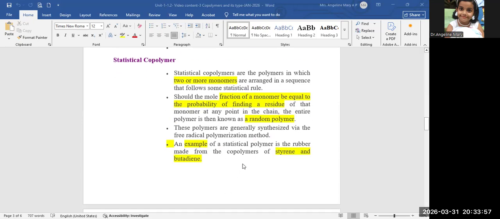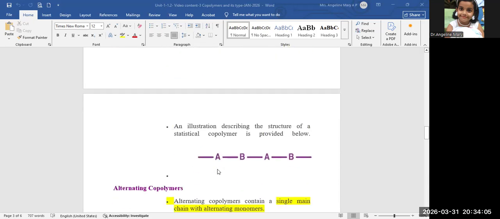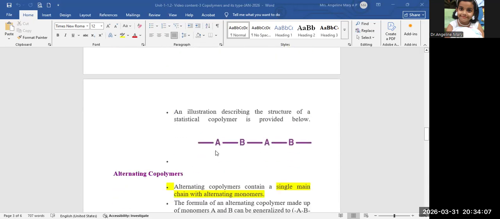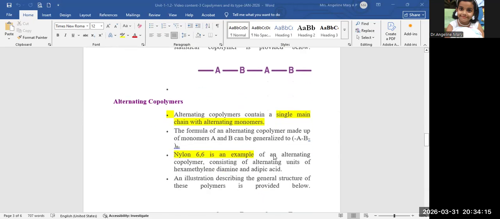An example of a statistical polymer is the rubber made from the copolymers of styrene and butadiene. We can refer to these as random copolymers, AB. The first monomer, then the second, another type of monomer. Again the same monomer, again the second type of monomer. They should be randomly present.